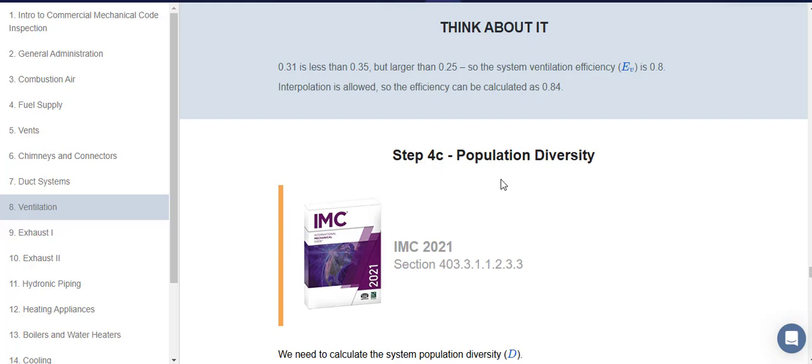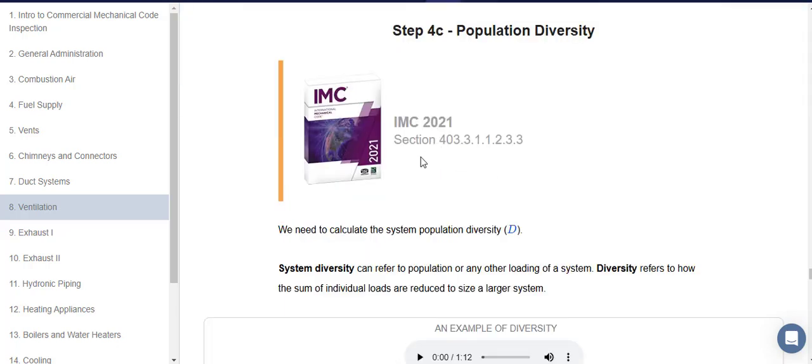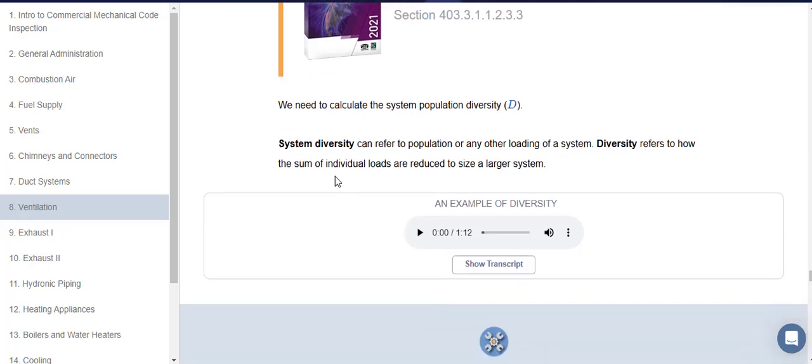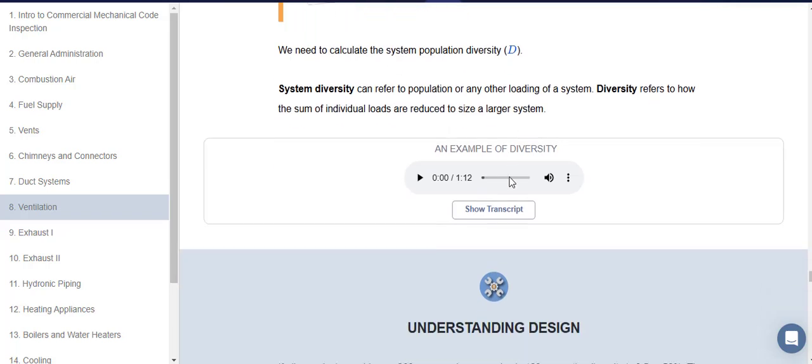Step 4C, population diversity. International Mechanical Code section 403.3.1.1.2.3.3. We need to calculate the system population diversity D. The system diversity can refer to population or any other loading of the system. Diversity refers to how the sum of individual loads are reduced to an example size of diversity.